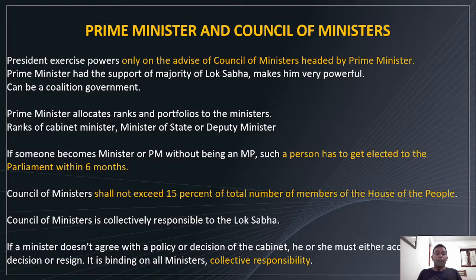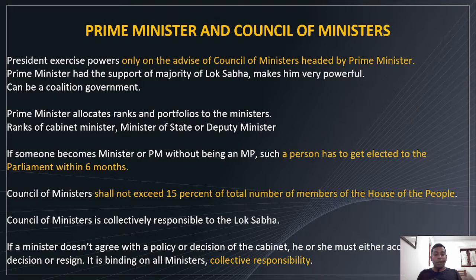Then the Council of Ministers shall not exceed 15% of the total number of members of the House of the People. It's a very important point. Note down the point. The number of ministers, that's what the Council of Ministers is, shall not exceed 15% of the total number of members of the House of the People. House of the People is Lok Sabha. We are not considering Rajya Sabha, it is Lok Sabha. So a maximum of 15% of the total number of members of Lok Sabha can become the Council of Ministers. The Council of Ministers is collectively responsible to the Lok Sabha. We know the executive is responsible to the legislature. That's it.